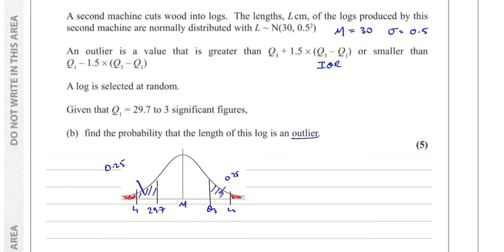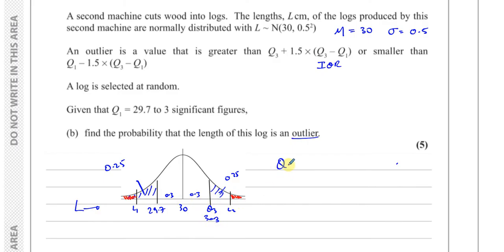The symmetry will really help us, because we know that this is a normal distribution, so it's symmetrical, a bell curve. We know the mean already. They told us the mean is 30. So this is definitely 30. In terms of the values of L, this distance here is 0.3. So this distance here must be 0.3 as well, because 29.7 to 30, and 30 to Q3 is going to be 0.3. So this is going to be 30.3.